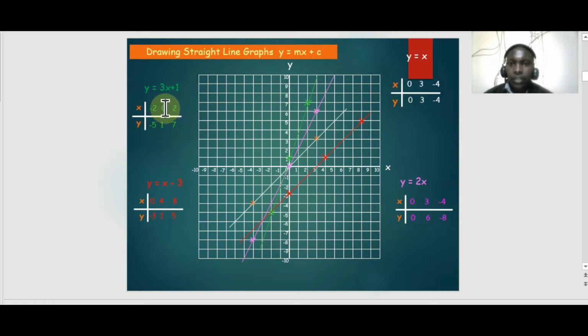When x is 0, you substitute your x value with 0 there, and you get 0 plus 1, which is 1. Then for the other value, when x is 2, substitute the value of x with 2. You get 3 times 2 plus 1, which gives you 7. So now you have the values of x and you have the values of y. These are the ones that you're going to plot on your graph.